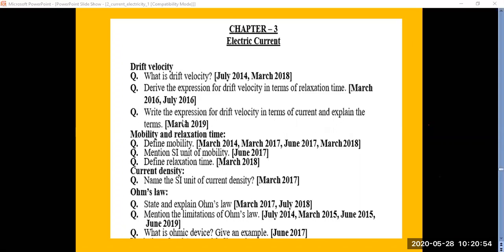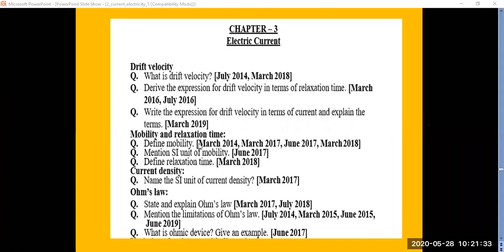Third question, write expression for drift velocity in terms of current and explain the terms. So if you are explaining the terms, what is I, what is N, e, A, those terms should be explained. So under the topic drift velocity, you have to learn what is drift velocity. You have to write the expression for drift velocity in terms of current, question 1, and in terms of relaxation time, question 2. Relaxation time, yesterday we saw, is the time between any two successive collisions between the electrons. So our next topic: what is mobility and what is relaxation time?